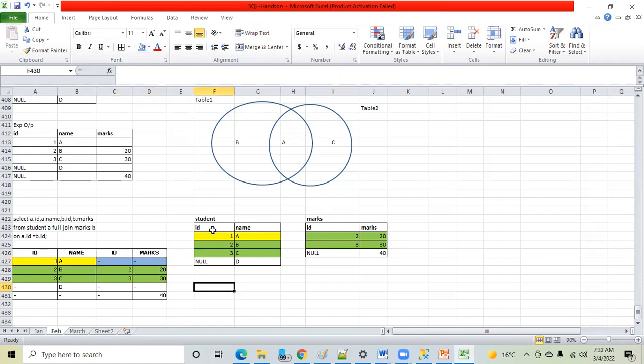Now, what else is left out in the student table? Null, D. This is left out. Have we covered this null D in this result set? It is there. Yes, this one. This is also covered. Okay, then why is this null here? Why is this blank here?